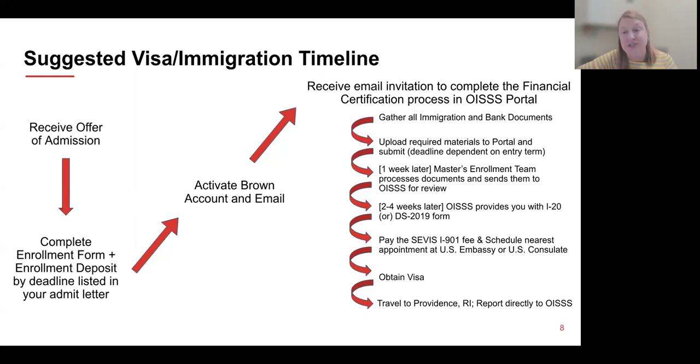You'll pay that and you'll schedule your nearest interview appointment at the US Embassy or US Consulate. Choose first available so you can have ample processing time. And then you'll attend your interview in your best dressed and best self, and you'll obtain your visa, and then you'll come to Providence. And report directly to OISSS, we do have an online registration process where you'll report you've arrived and you'll report where you're living so we can register your SEVIS record as active.